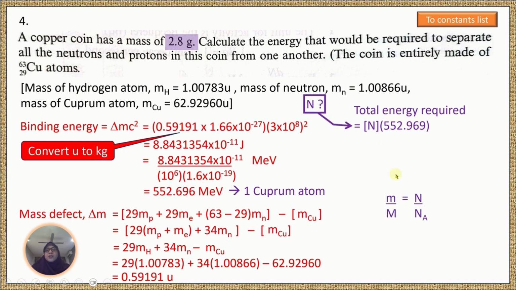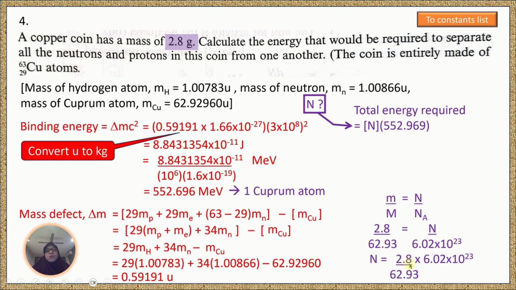To find n, we can use the ratio: mass of the cuprum atom divided by molar mass equals the number of atoms in the copper coin divided by the Avogadro number. Substitute the mass 2.8 gram, and the molar mass you can see from the periodic table, 62.93. And n is what we're going to find, and the Avogadro number is 6.02 times 10 to the power of 23.